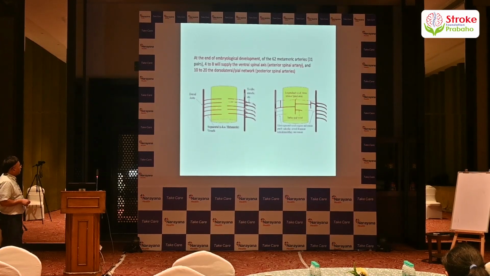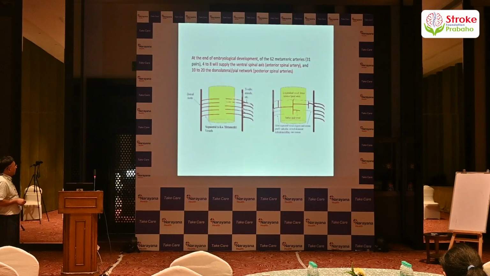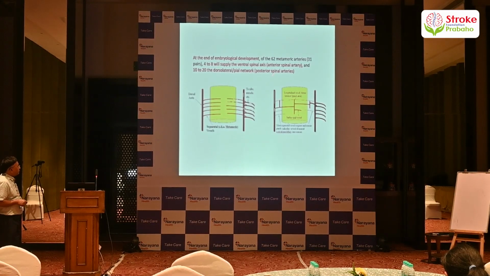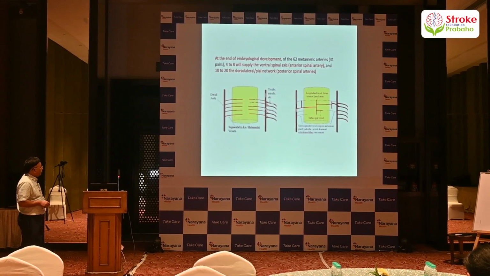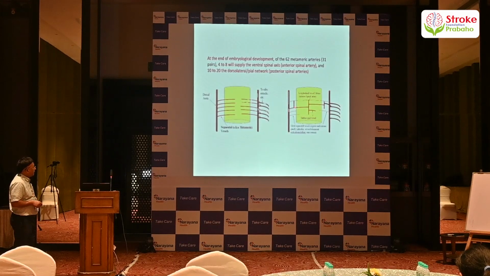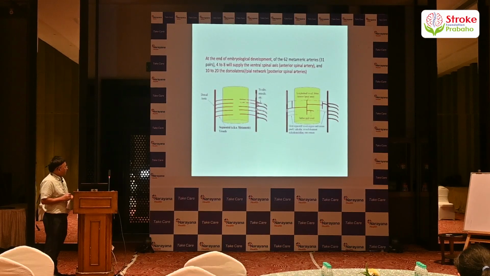So at the end of the embryological development, of the 62 metameric arteries, most of the vessels regress, and only 4 to 8 vessels will supply the ventral spinal axis or anterior spinal artery, and 10 to 12 supply the dorsospinal or pial artery or posterior spinal artery. So you can see this is the metameric supply, and when the embryo develops, only a few vessels remain here. They connect to the anterior spinal axis, which ultimately is the anterior spinal artery, and there are some pial vessels also, that is the posterior spinal artery.